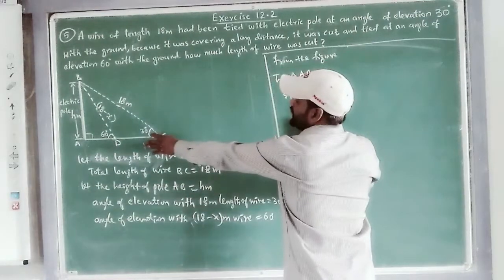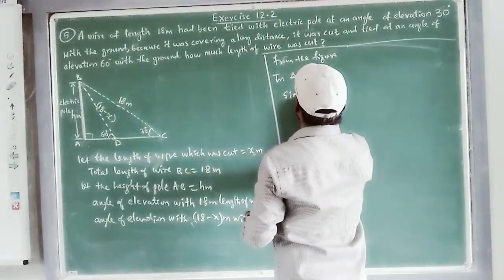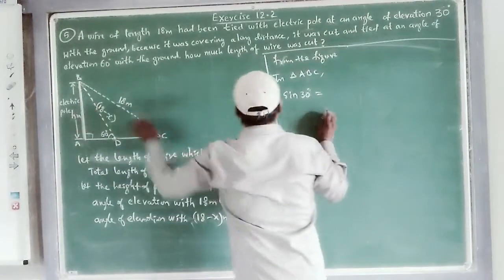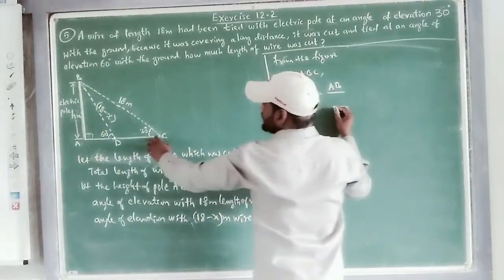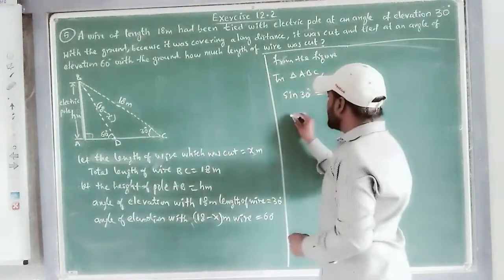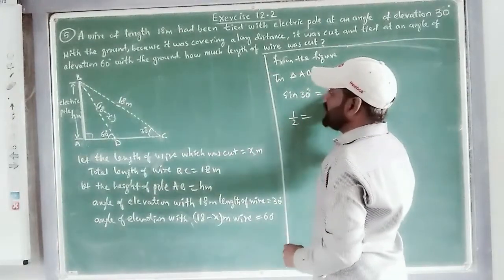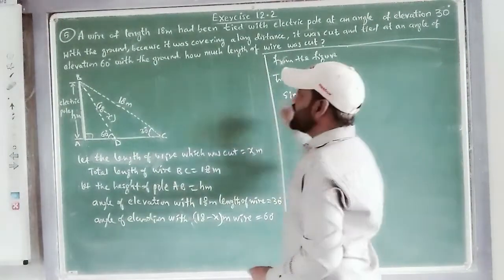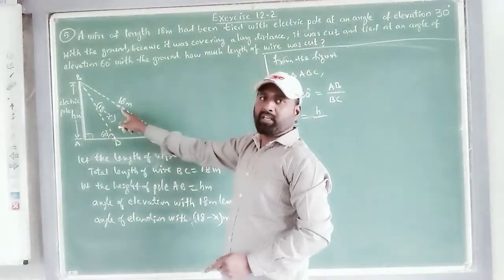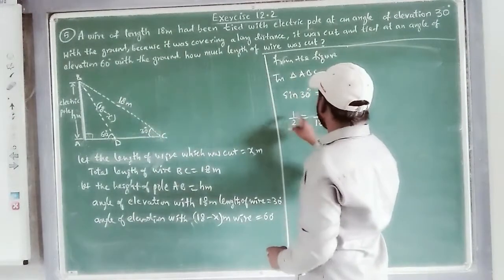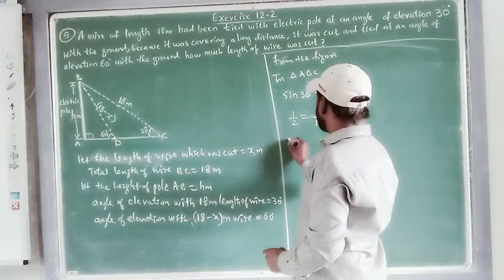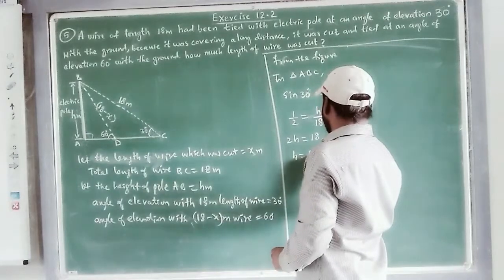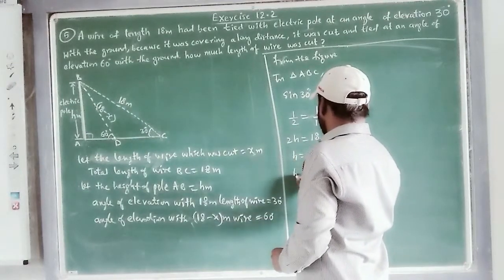Sin of theta, the angle measured is 30 degrees, sin 30. With respect to sin 30 degrees, the opposite side is AB, hypotenuse is AC. Here the sin 30 value is 1 by 2. AB is the height of the pole, which is h meters. BC is the length of the wire before cutting, so that is 18 meters. Now by cross multiplication, h into 2, that is 2h, 1 into 18 is 18. Now h is equal to 18 divided by 2, which is 9 meters.